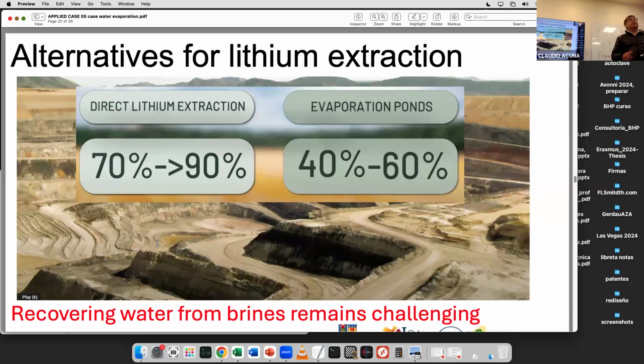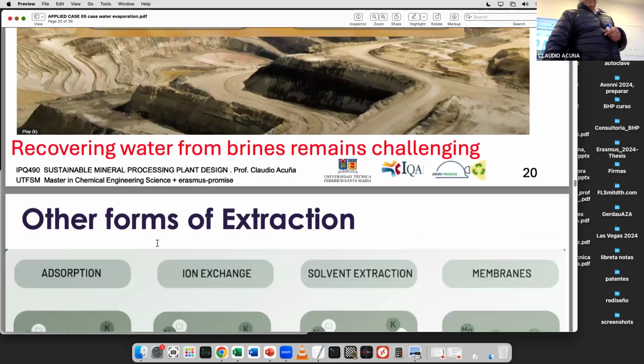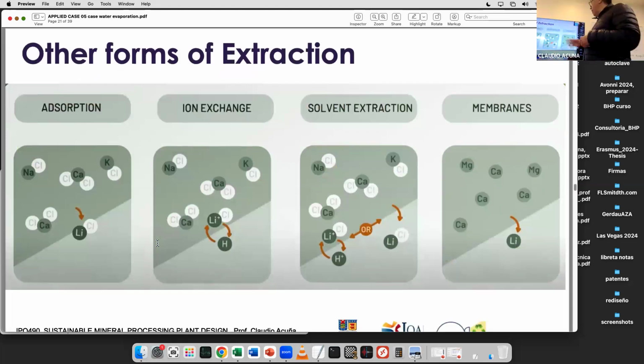They develop a process for direct extraction based on adsorption. Also, you can study with membranes, but again, working with solution membrane. The technology is going in that direction, not evaporation ponds. But we already have it. Okay? Those are the alternatives. Ionic exchange.